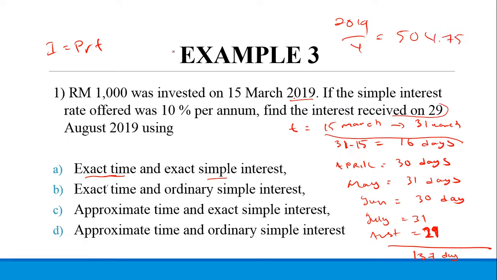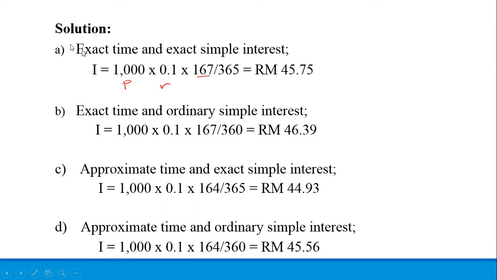You get 504.75. Now you know that 2020 is a leap year: divide by 4, you get 505. That's why 2020 is a leap year, and 2019 is not a leap year. So 137 days. PRT, 0.1 times 137 divided by 365, you will get 45.75 ringgit.